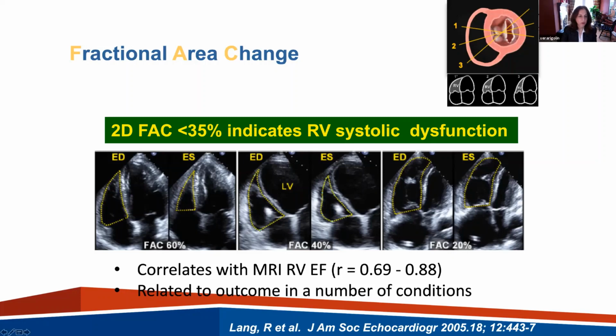The way that you perform the fractional area change is that you measure the area of the right ventricle in diastole, and you measure the area in systole, and then you take a percentage of the two. So it's just like measuring an ejection fraction of the left ventricle, but we're doing it on the right, and we're using area rather than volume. This correlates with an MRI RVEF with an R value of about 0.69, so fairly well, and has been studied in several different ways and has been noted to be related to outcome in a number of different pathologic conditions.